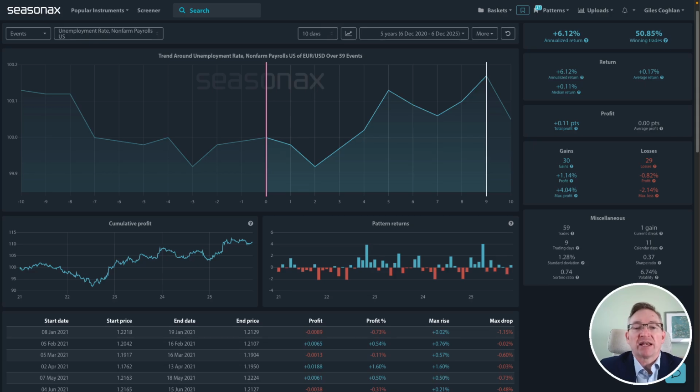So Seasonax Event Studies allow you to trade major news events with confidence. You can see the historical direction, the magnitude of the move, the consistency of the move, and the risk. And you can use these insights to time entries, exits, and manage risk around major market events.